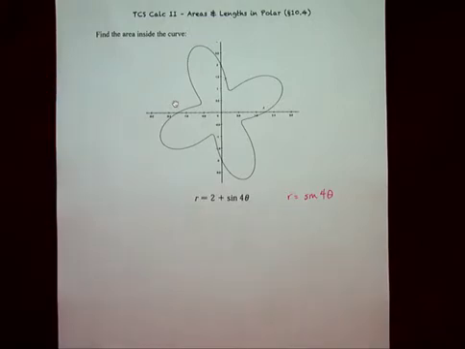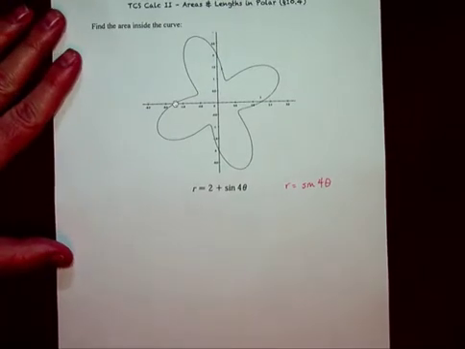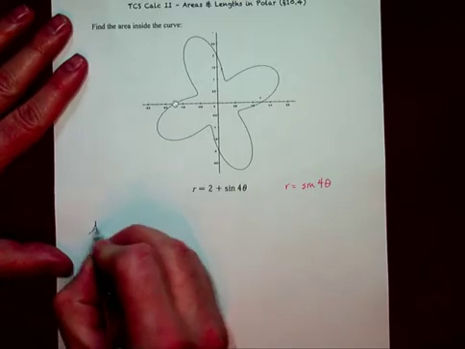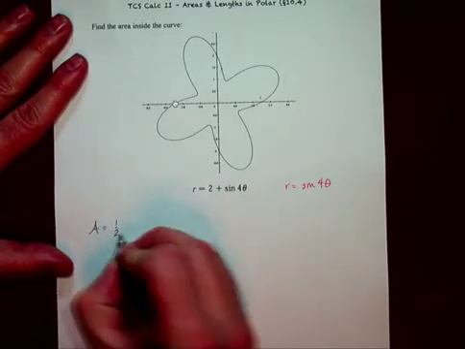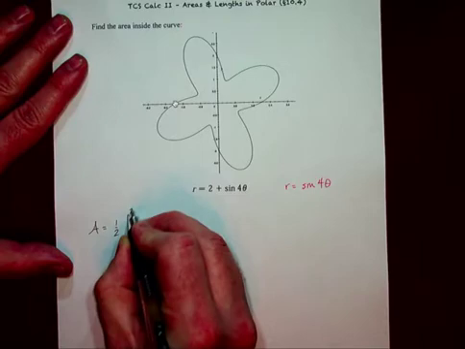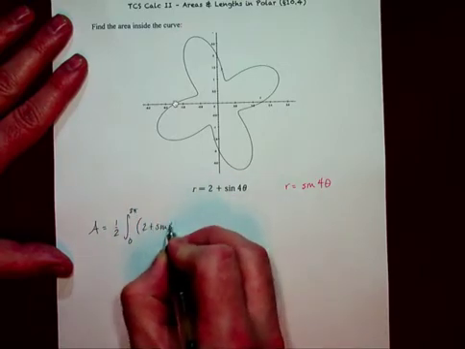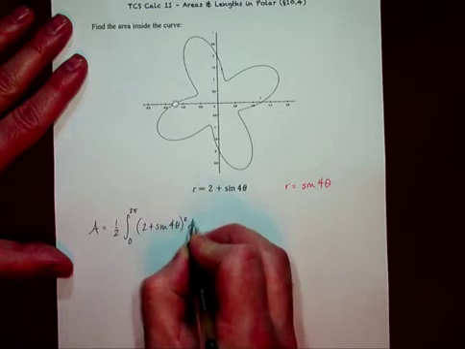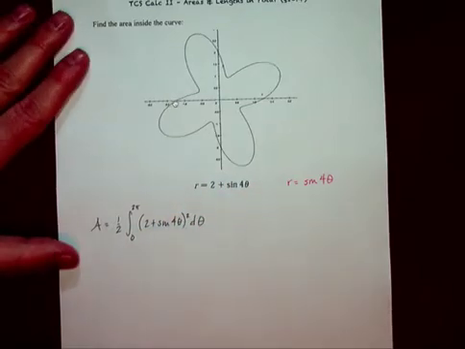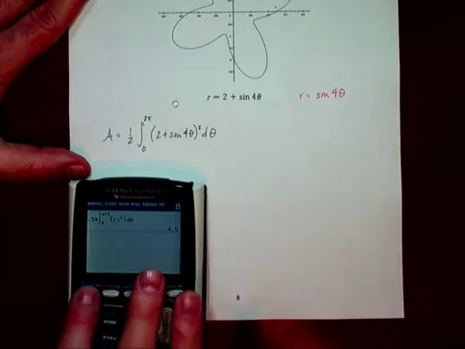So let's find the area inside the curve. This is obviously going to be 0 to 2 pi. Now, I'm not going to do this one by hand, though we could. But let's just go ahead and this is 1/2, 0 to 2 pi, and we just add the 2 plus sine 4 theta squared d theta. All right, well, let's go ahead and plug that into our calculator.